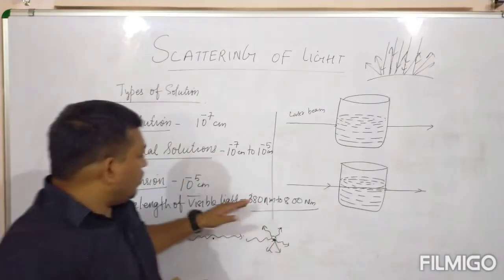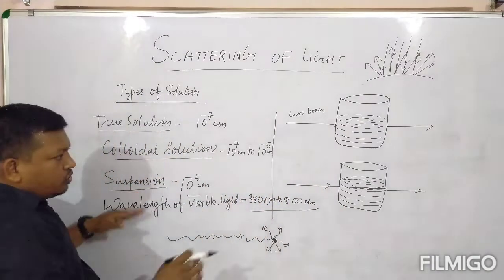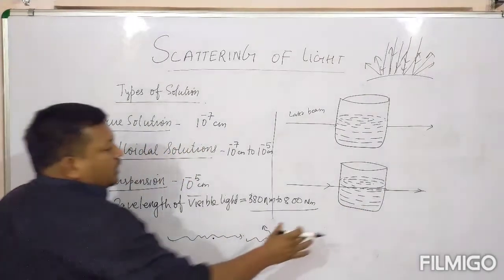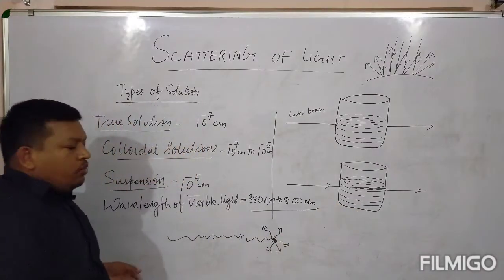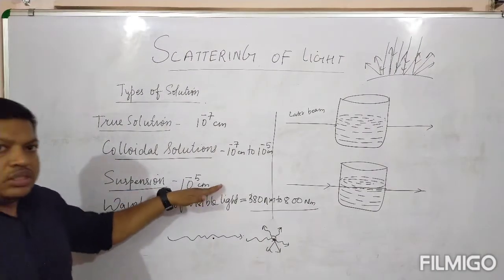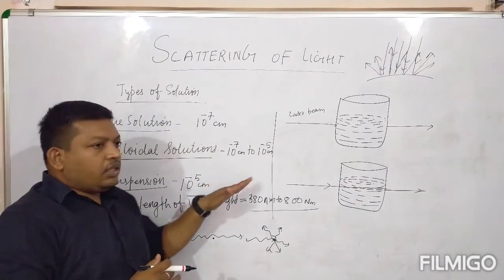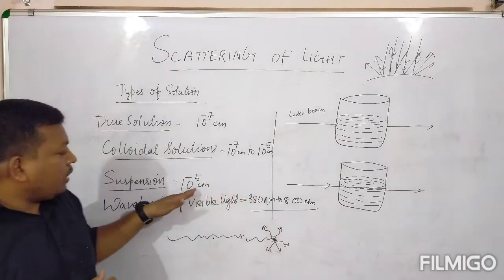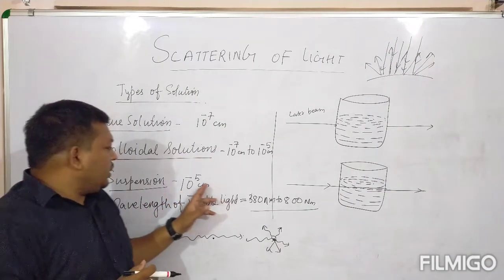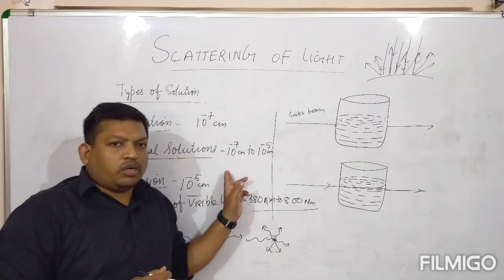Suspension also has a greater particle size than colloidal solution, so light is also scattered in suspension, but the scattering is for a very short period, because suspension has a particle size greater than that of colloidal solution. The greater particles fall downward due to gravity. So scattering also takes place in suspension, but it is for a very short period.